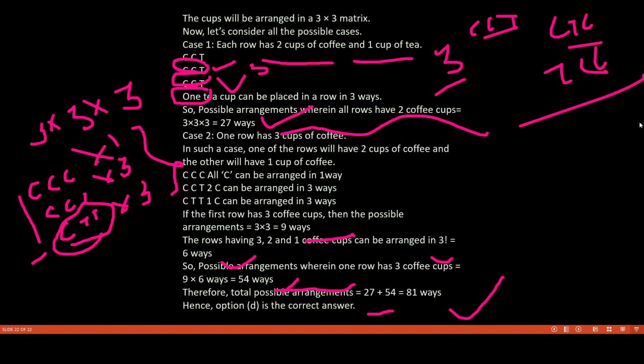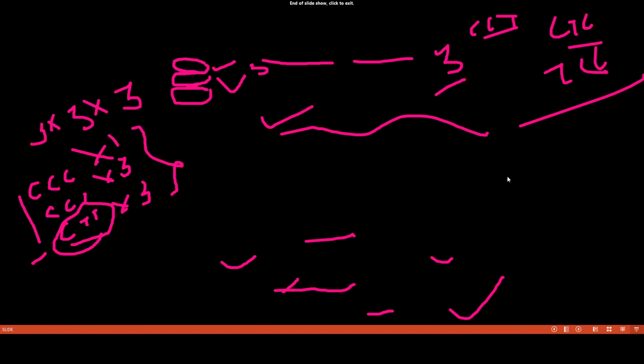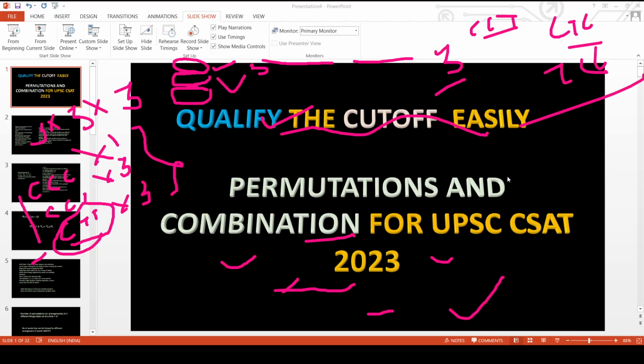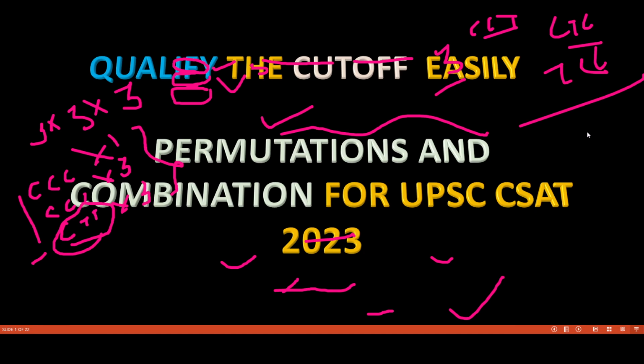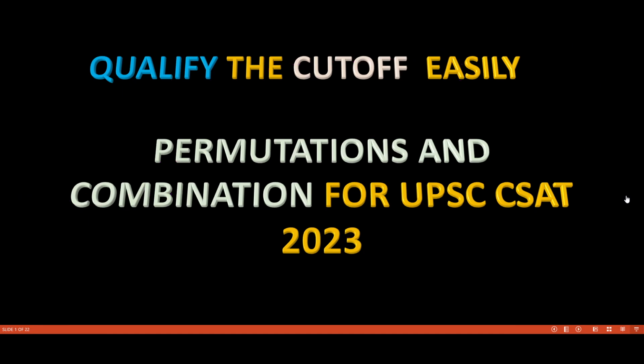So this is how you are going to do it. These were the questions asked in the last 3 years in UPSC on permutation and combination. And you know, these are very basic things. You just have to arrange, you just have to categorize, and then your answer will come. So solve with utmost accuracy and you can get these questions correct.